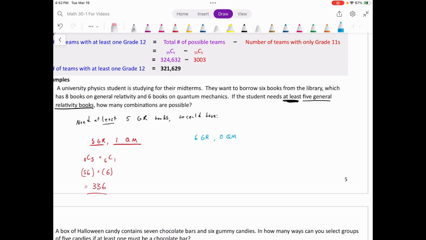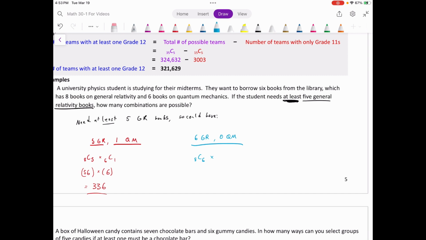Okay, but that's not the only way we can satisfy our conditions, because we could have also done 6 general relativity and 0 quantum mechanics, right? So how many ways are there to choose 6 general relativity books? Well, there's 8 options. We're choosing 6 of them. How many ways are there to choose 0 quantum mechanics books? I mean, it's 1, right? Or you could just think of we're not choosing them, so we could just do 8 choose 6, right? This really just becomes how many ways are there to choose the 6 general relativity books? But we can include this still.